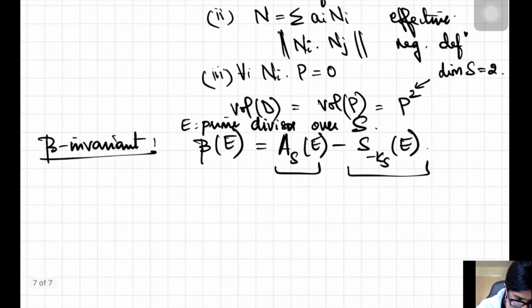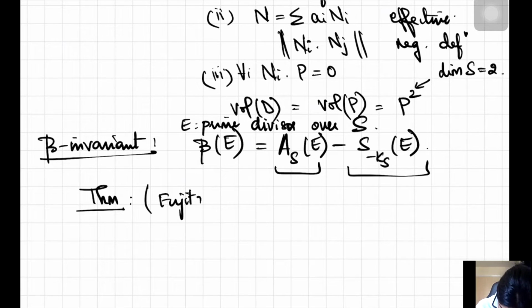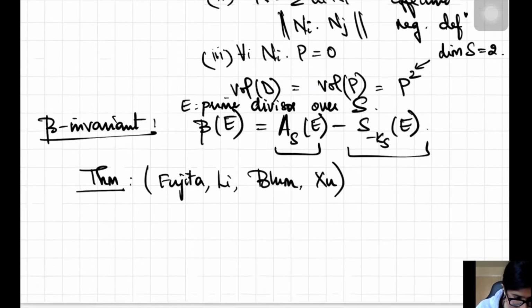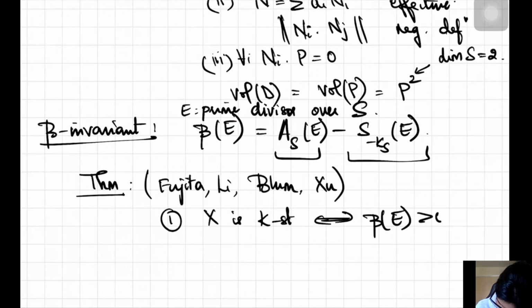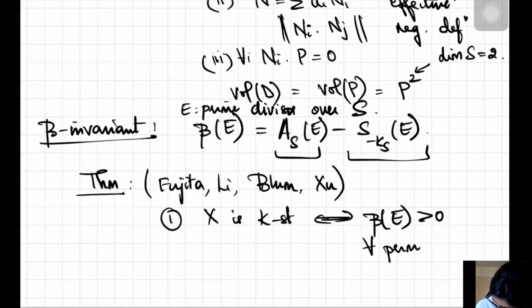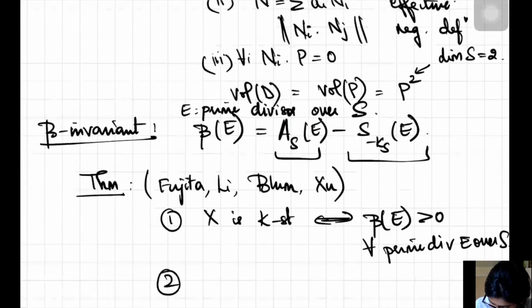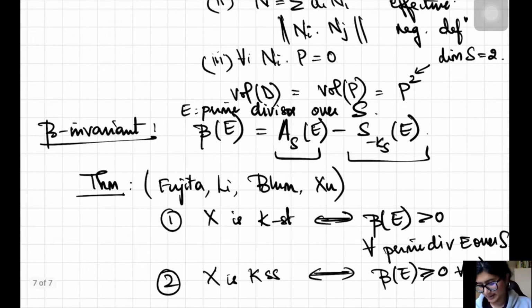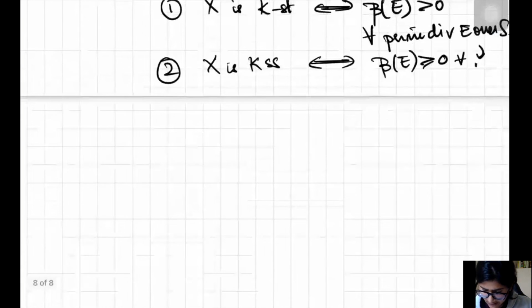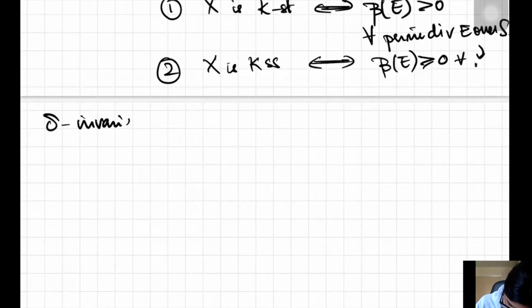And why does this help us? The theorem, this was given by Fujita and Li independently, and of course with contributions of Blum and Xu as well, says that X is K-stable if and only if beta of E is greater than 0 for every prime divisor E over S. So you need to do this for every prime divisor E over S. And next, X is K-semistable if and only if beta of E is greater than or equal to 0, again with the same implication.